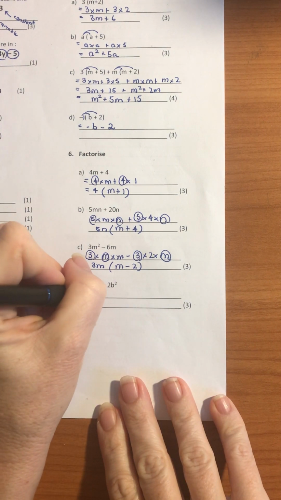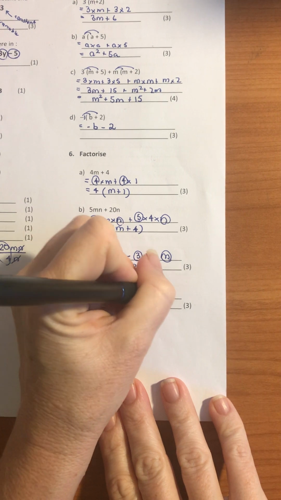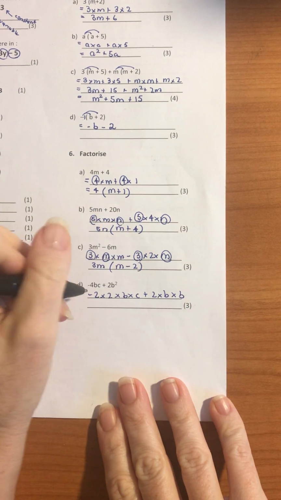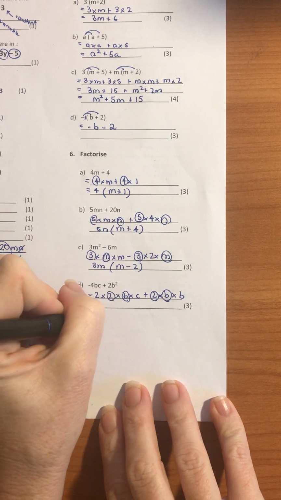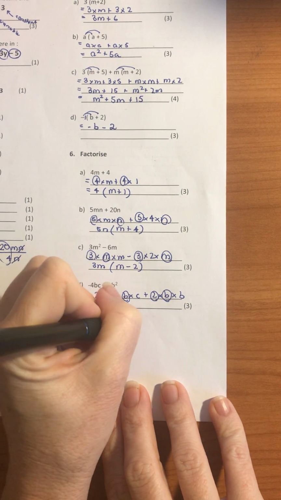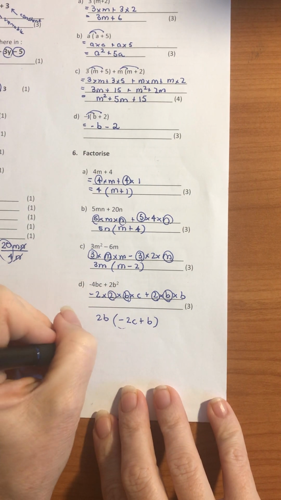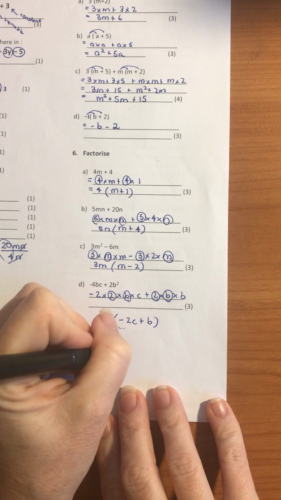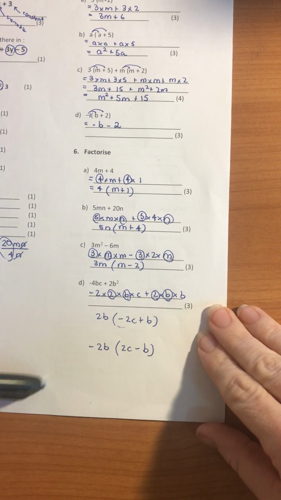So we can write that as negative 2 times 2 times b times c plus 2 times b times b. So we can circle a 2 from each and a b from each. So we get 2b outside of negative 2c plus b. The other thing we can also do is take that negative out and make it negative 2b outside of 2c take away b. That's another option for us.